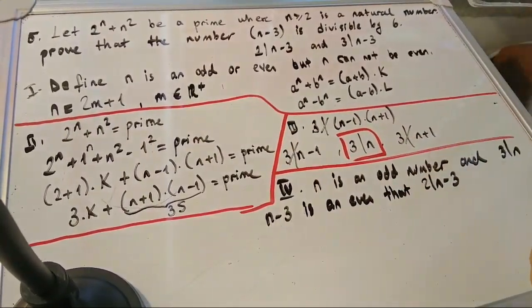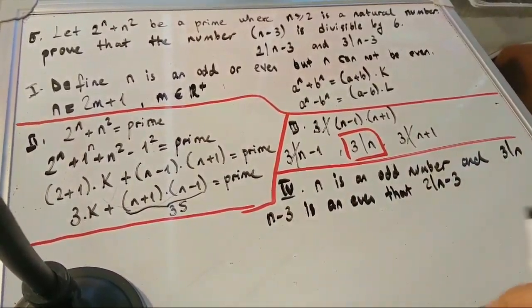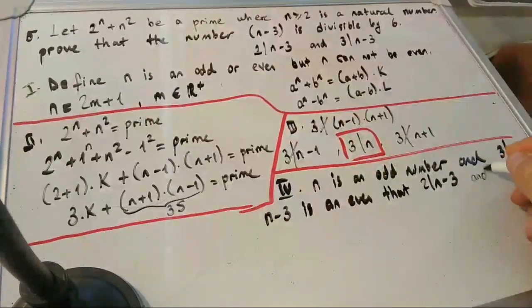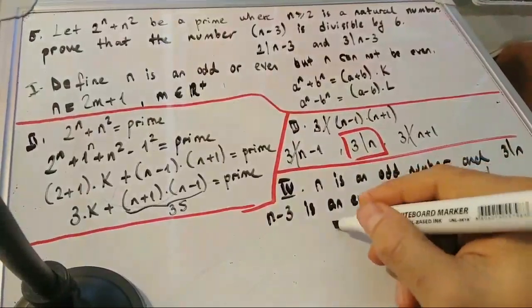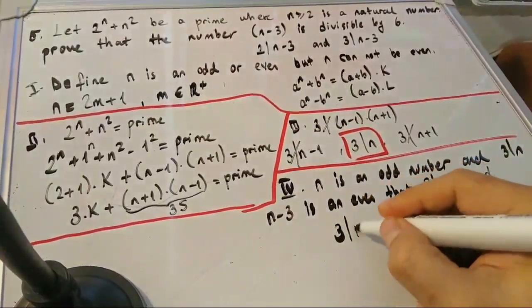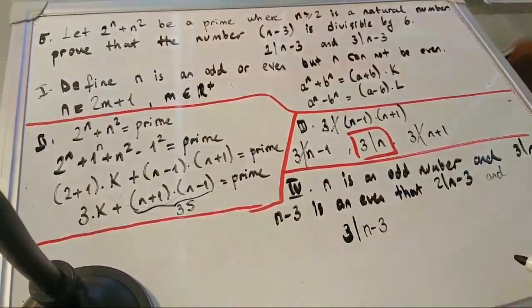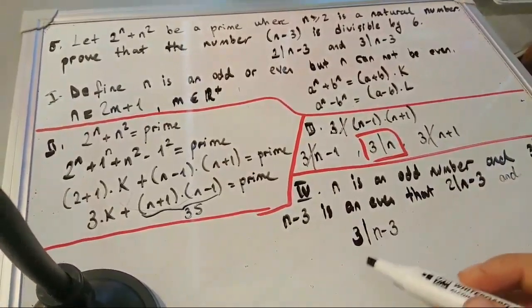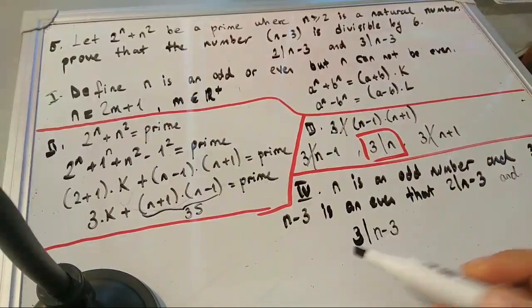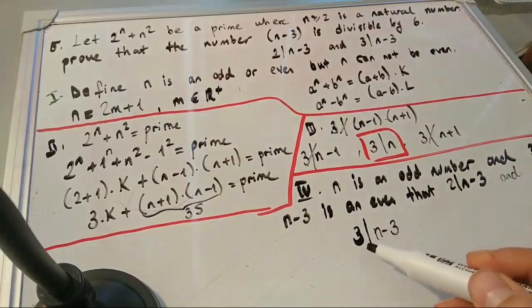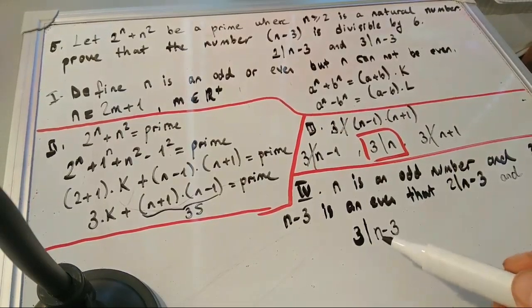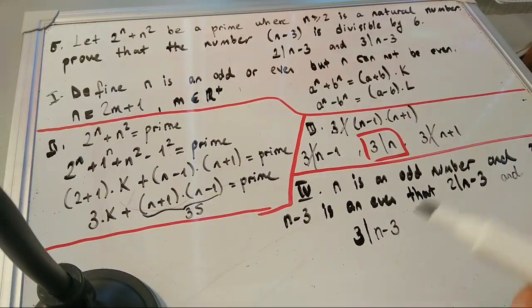Notice that. And also n minus 3 is divisible by 3 because n is divisible by 3 and 3 is divisible by itself. So automatically n minus 3 is also divisible by 3. So we got the answer. n minus 3 is divisible both by 2 and 3.